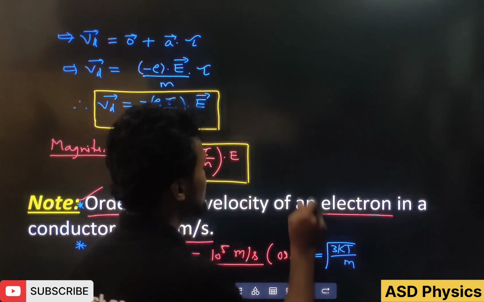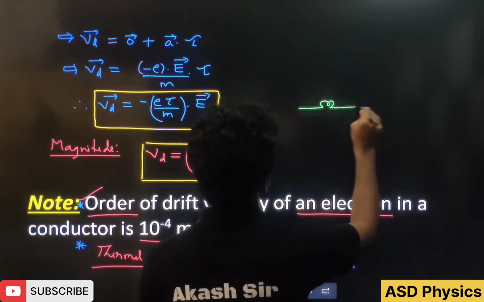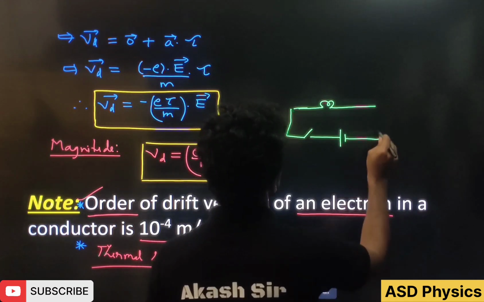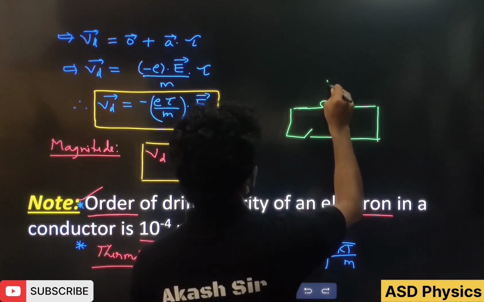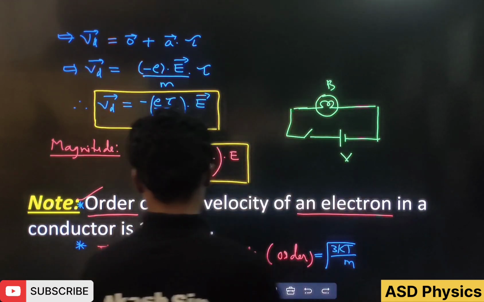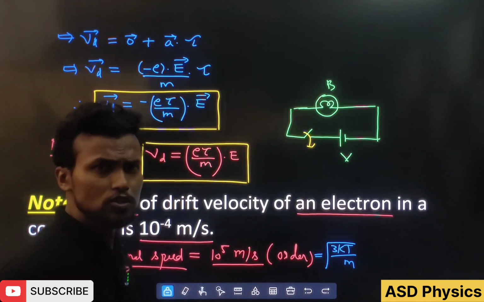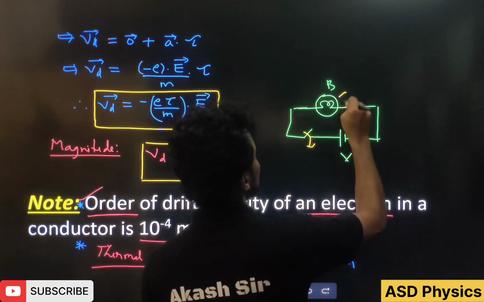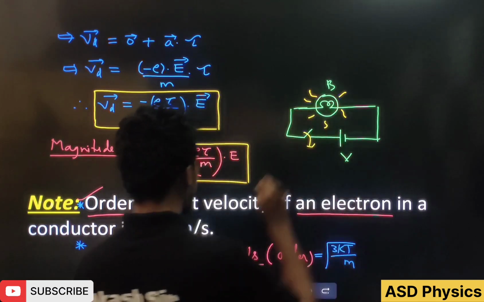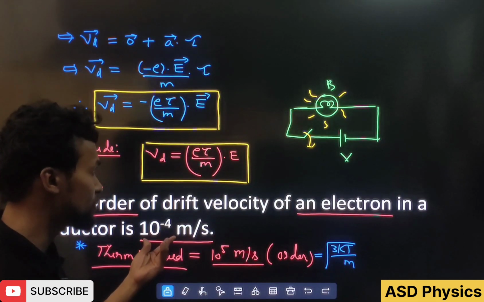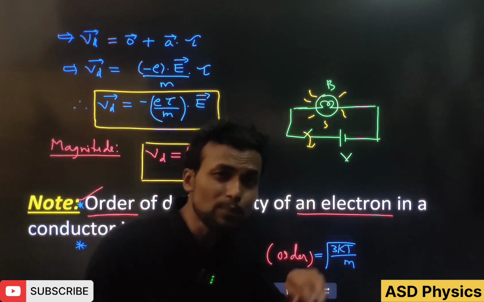How? Why? Because see here, let's take for example, this is the bulb. Okay, and here one switch is there and it is connected to the battery. Now what will happen the moment we switch on? Suddenly this bulb will glow. But you can think very well, the drift velocity is only 10 to the power minus 4 meter per second. Then it should take some time to glow.